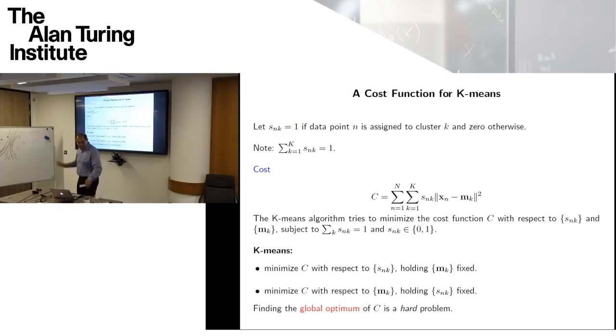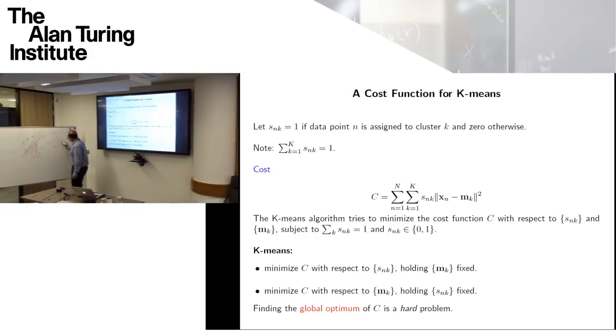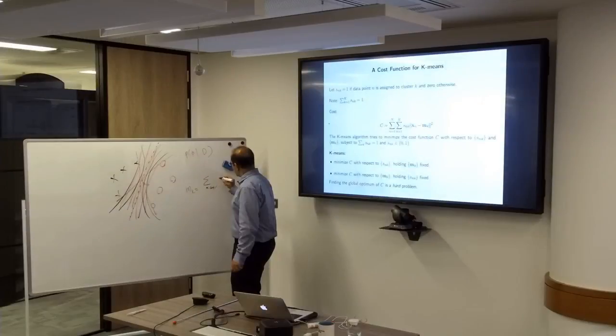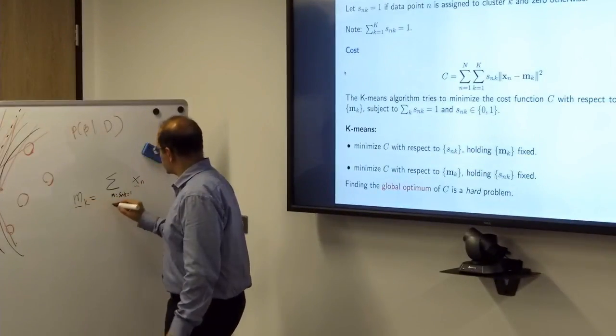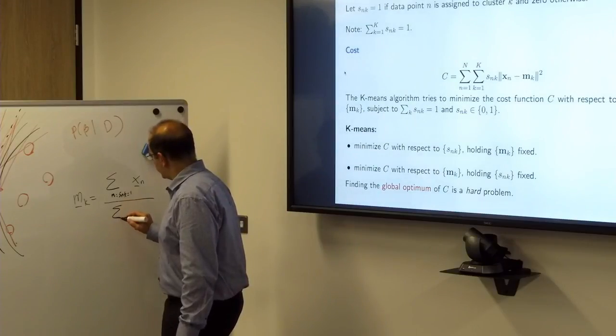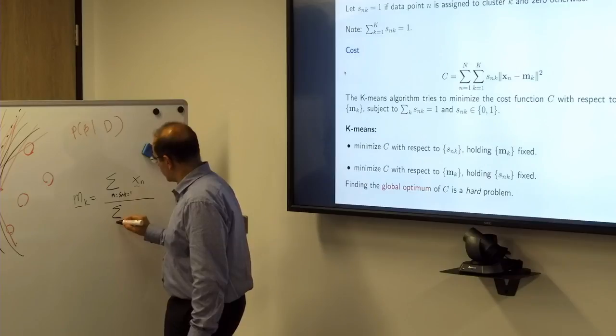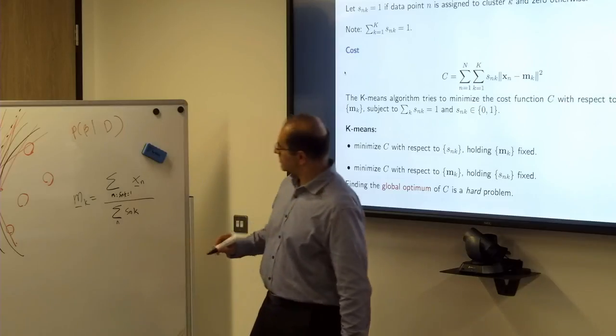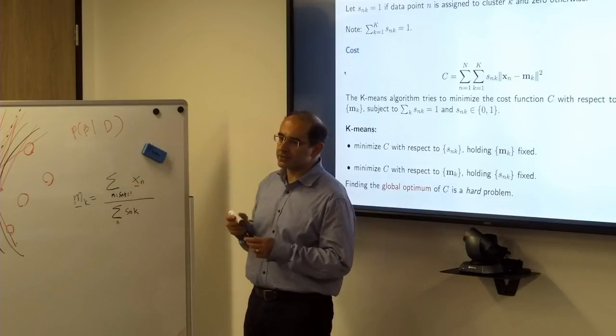To be clear, what I mean by the center of mass is that m_k is the sum over n such that s_nk equals 1 of x_n, these are vectors, divided by the number of data points. That's what the center of mass is, just the average of the x's.